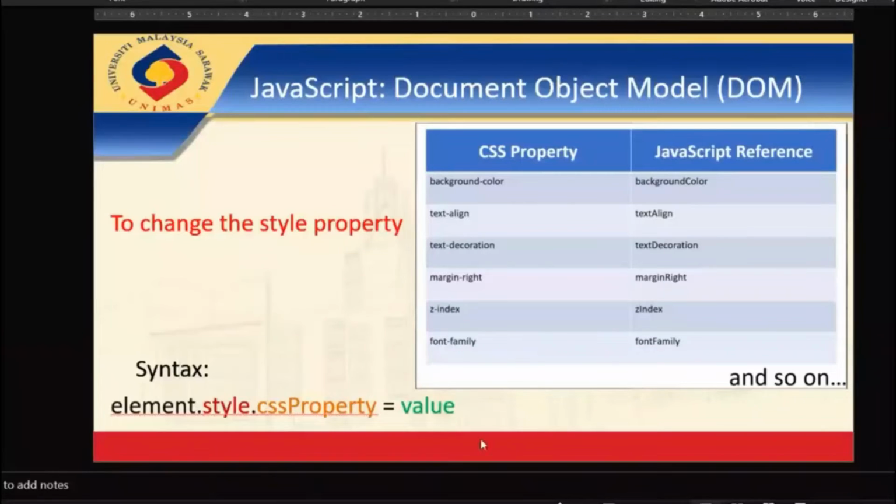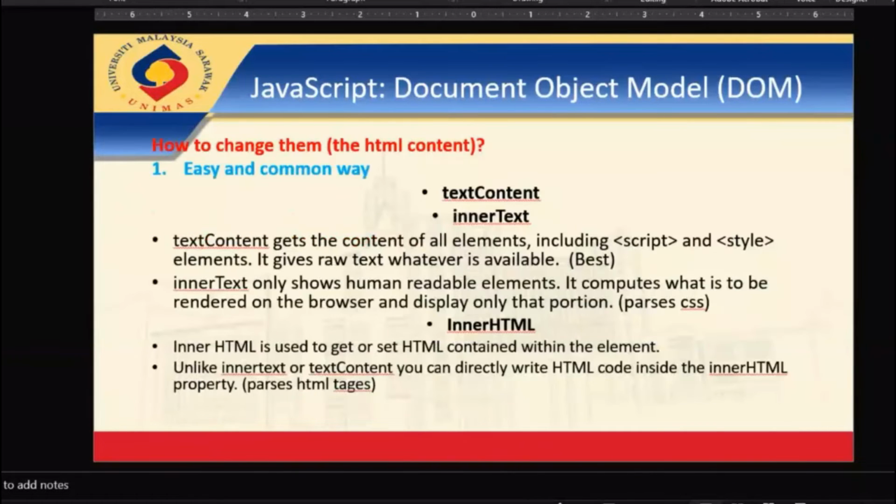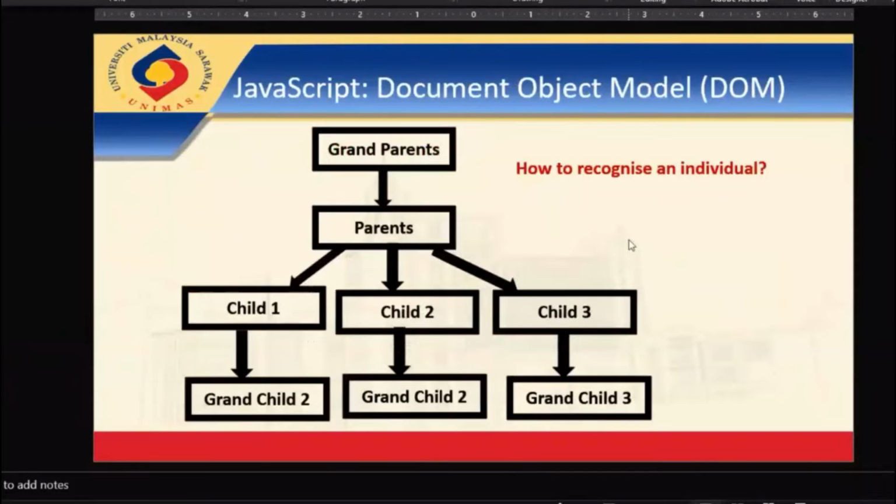Document object model, which is a very important and interesting topic in HTML. So what is document object model? It is like in our human society, maybe inside a family or outside a family, we have a social system to recognize each other.